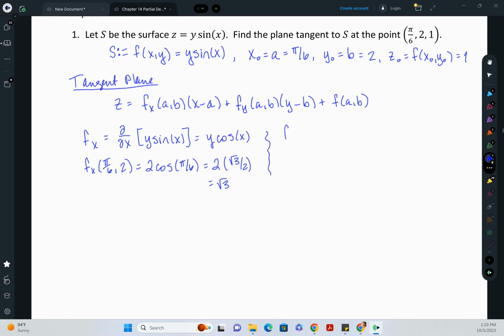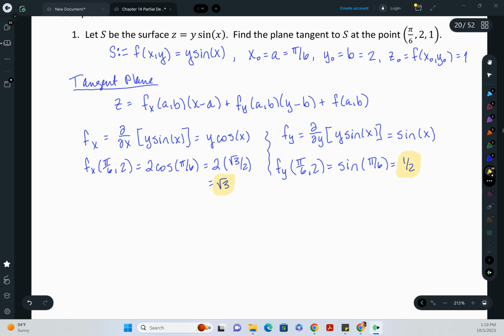Another piece I need is f sub y, which means I will take del y of my surface, which is y sine of x. Now x is a constant and y is my variable that I'm interested in. So the derivative with respect to y of y sine of x, well, just focus on the y and the derivative is 1 there, and sine of x is just a multiplier. All right, now I will evaluate f sub y at pi over 6 and 2. So that means I get sine of pi over 6, which is 1/2. Okay, so I have 2 of my pieces that I need. I'm just going to highlight those.